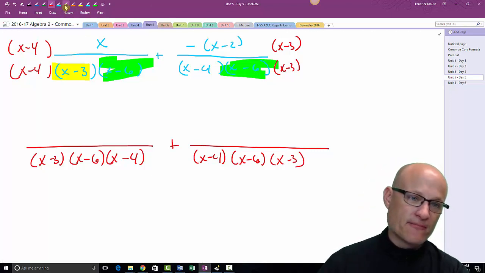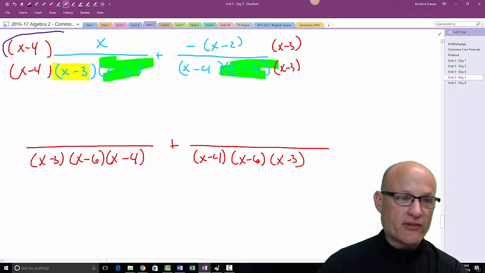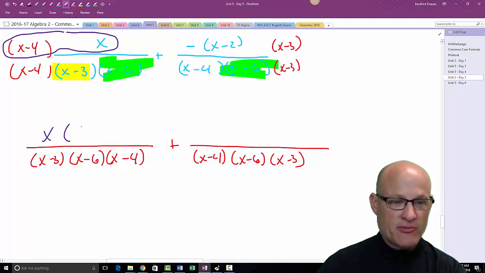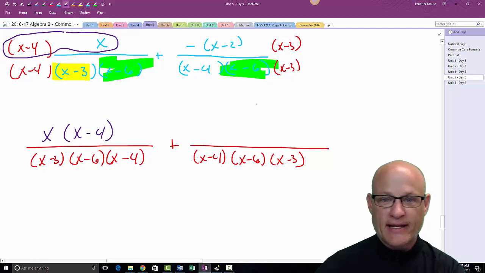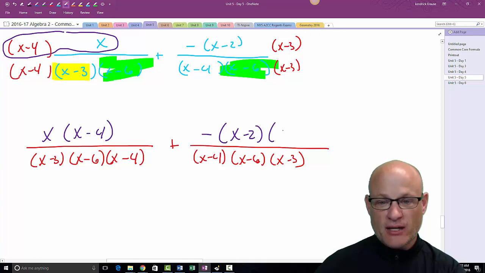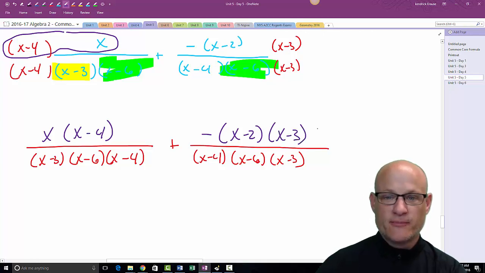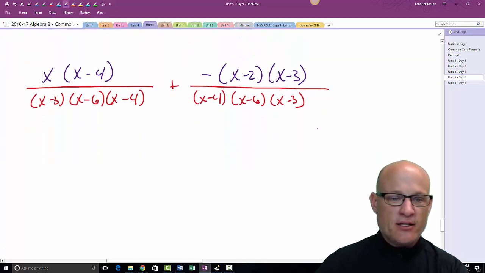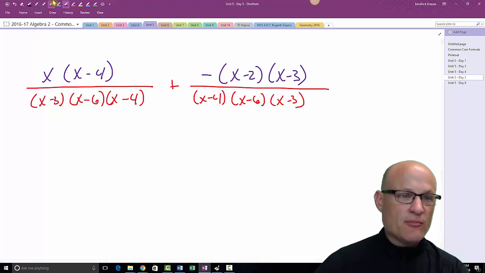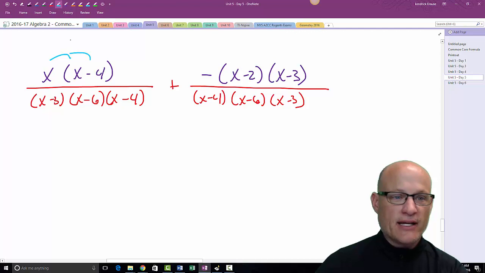Whew, hands tired. Let's distribute. Let's multiply this out right here. Actually, let's just write it. x times x minus 4. Let's just write it like that. And over here we have minus x minus 2 times x minus 3. All right. Now, I'm going to do the work a little bit right above here. So if I distribute this, I get x squared minus 4.